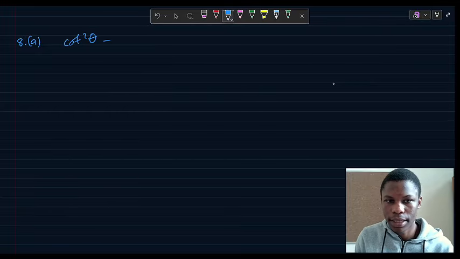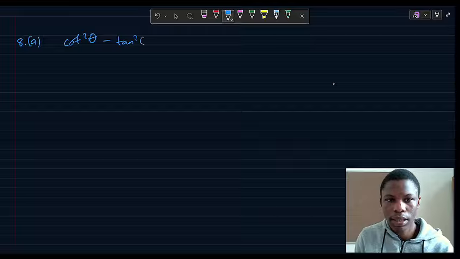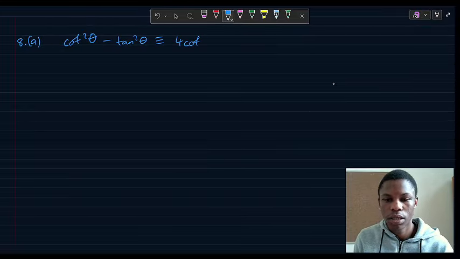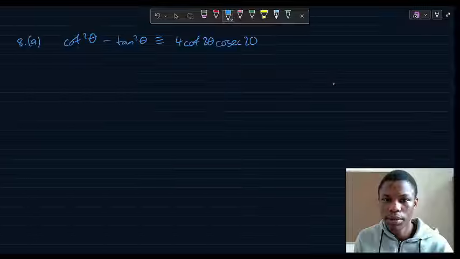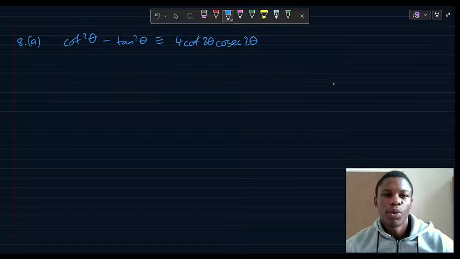Question number 8, part A. Prove the identity cot squared theta minus tan squared theta is identical to 4 cot 2 theta cosec 2 theta, for 4 marks.